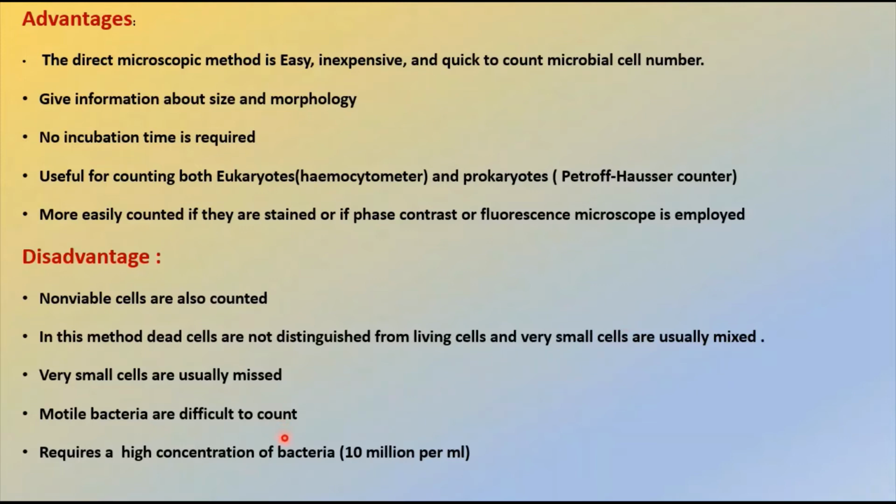And motile bacteria are difficult to count, and this is going to require a high concentration of the bacteria, that is of about 10 million per ml. So if you have this much concentration, then it is very easy to count the number of cells by this counting chamber method. So this is the first method of measurement of bacterial growth, the direct cell counting chamber method.